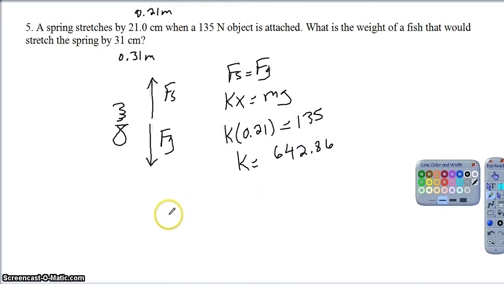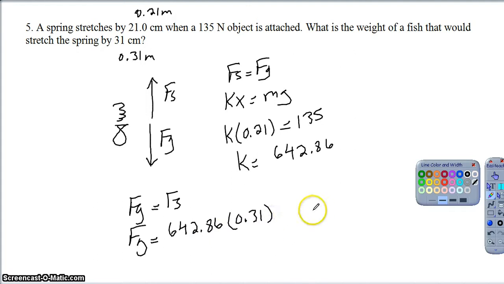And now that I know that constant, I can say the force of gravity needs to equal the spring force. The weight of the object, the force of gravity of the object, would be that k, 642.86, times that distance that is stretched the second time. So I end up getting that weight ends up being about 199 newtons.